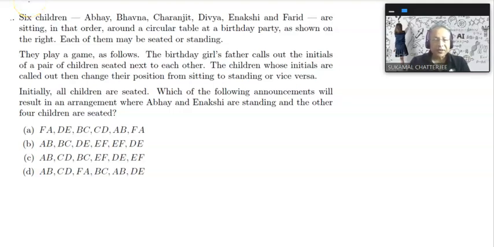Today we are discussing the CMI MS Data Science paper. This is the first question, which says there are 6 children A, B, C, D, E and F who are sitting around a circular table at a birthday party. Each of them may be seated or standing.